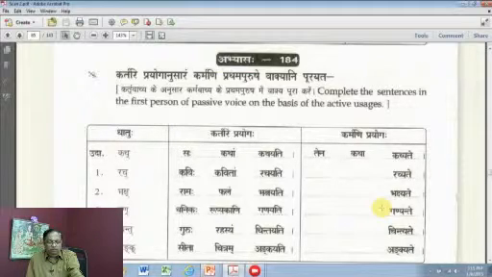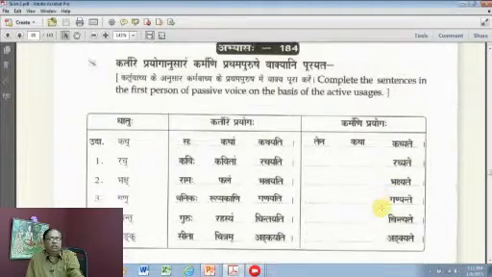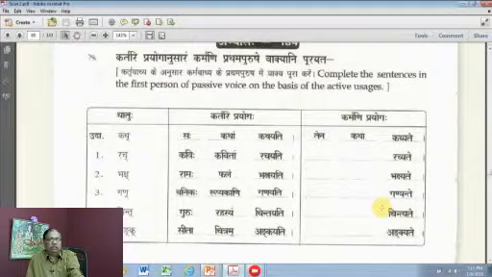Okay? Bhaksha, to eat. Ramaha phalam bhakshayati. Ramena, put Rama in Tritiya. Ramena phalam bhakshyate. A fruit is eaten by Rama. Rama is eating a fruit, a fruit is eaten by Rama.